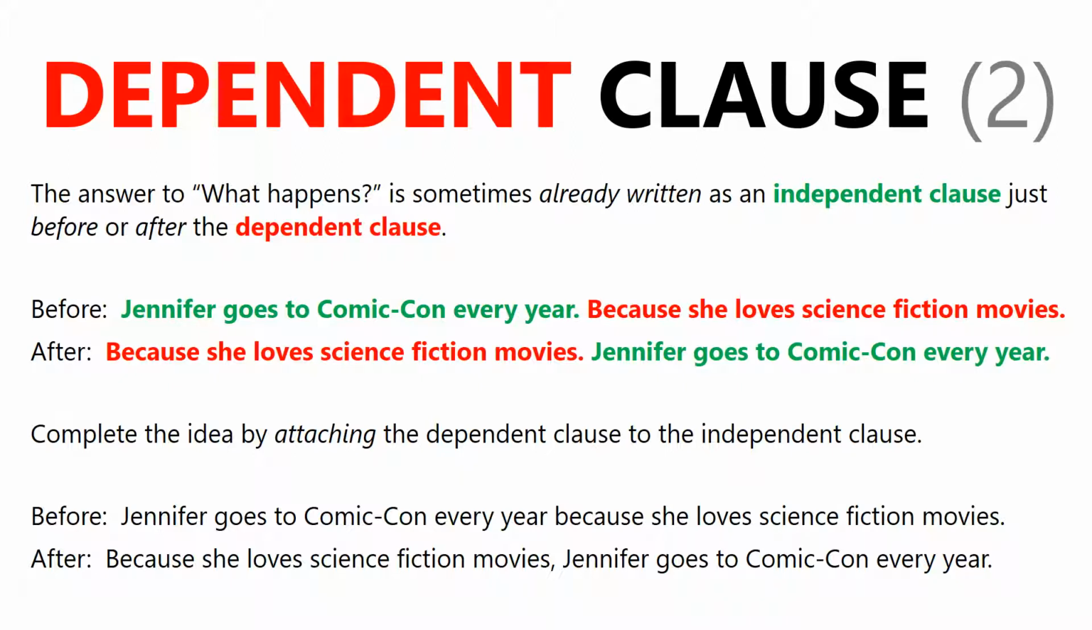So complete the idea presented in the dependent clause by attaching it to the independent clause. Here are two ways we fixed it. We have, in the first example, the independent clause first, followed by the dependent clause, with no punctuation in between. Jennifer goes to Comic-Con every year because she loves science fiction movies. The next example, we have the dependent clause first, followed by the independent clause, and the two are separated only by a comma, not a period. Because she loves science fiction movies, comma, Jennifer goes to Comic-Con every year.